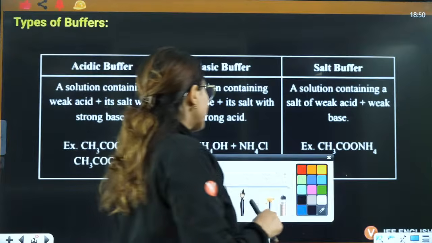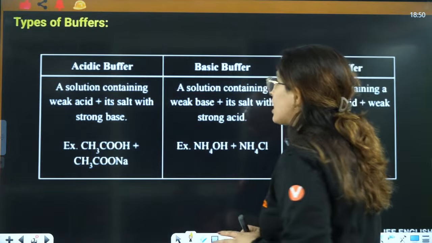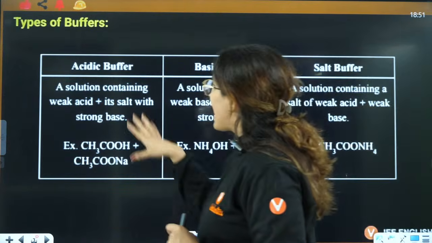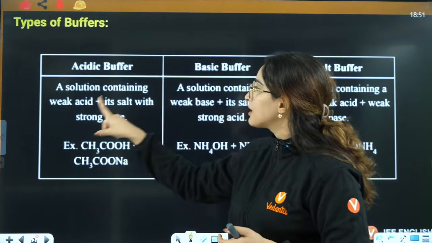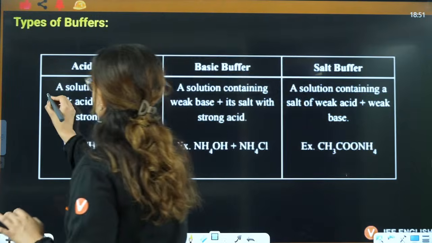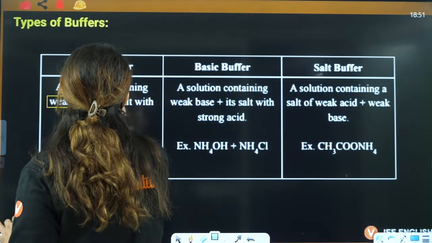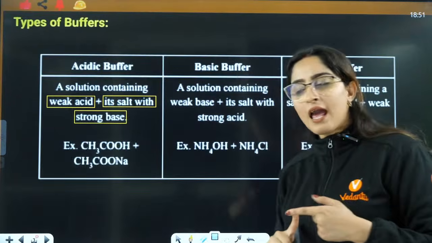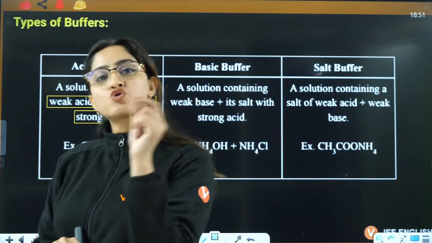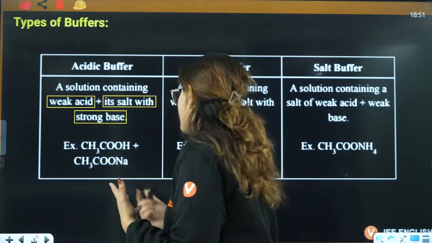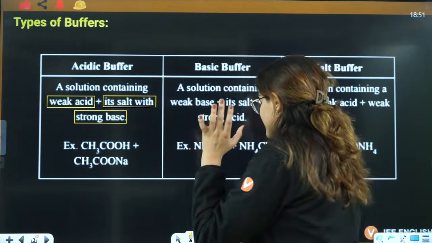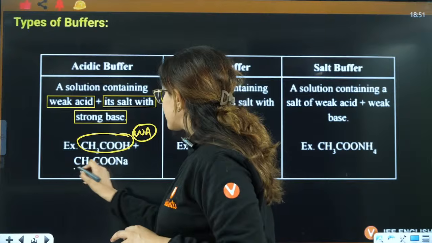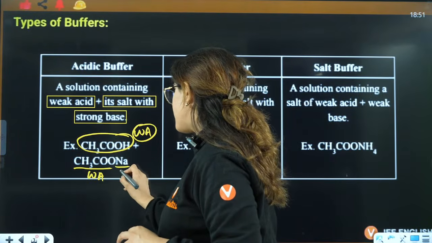There are three kinds of buffers that we will talk about. First is acidic buffer, then there is basic buffer, then there is salt buffer. Acidic buffer is a solution containing a weak acid and its salt with a strong base. Now ma'am, can you give us some example? For example, you have CH3COOH, which is a weak acid, and this is a weak acid plus strong base salt.